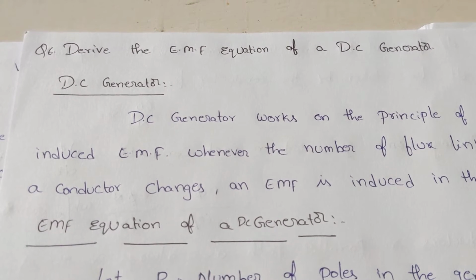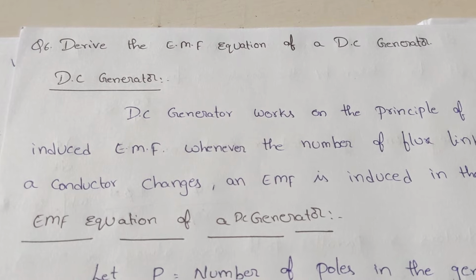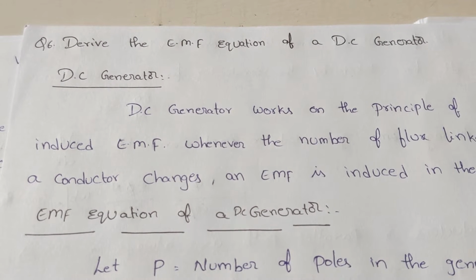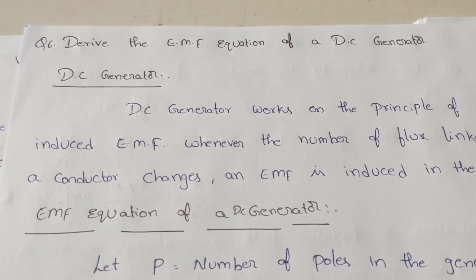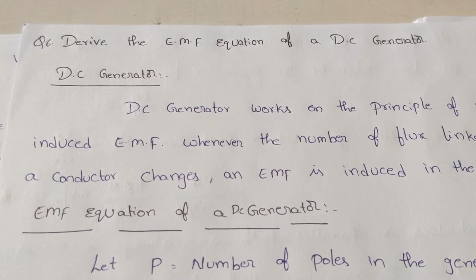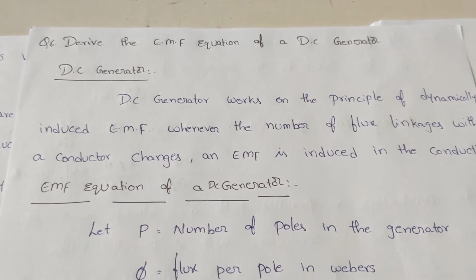Good afternoon to everyone. In today's class, we are going to see the EMF equation of a DC generator. So we know that a DC generator is a machine which is used to convert mechanical energy to electrical energy. This DC generator works on the principle of dynamically induced EMF.